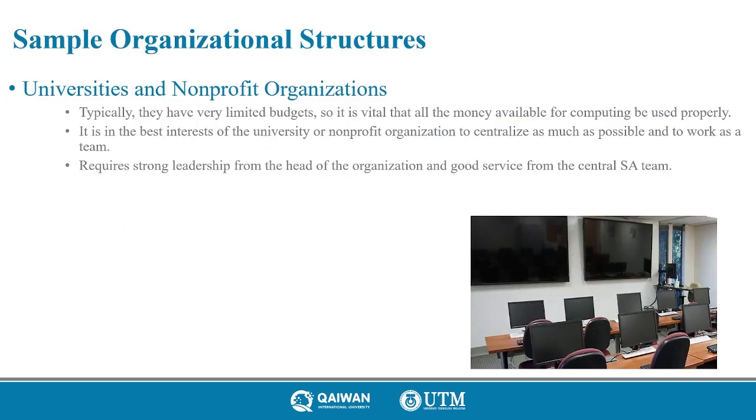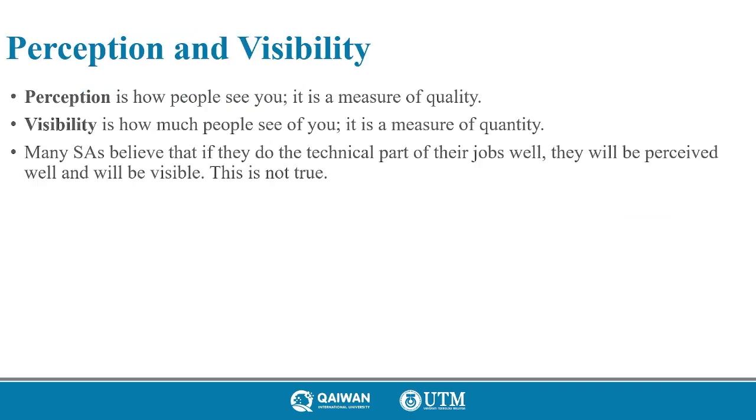Sample organizational structures: universities and nonprofit organizations. Typically they have a very limited budget, so it is vital that all money available for computing be used properly. It is in the best interest of a university or nonprofit organization to centralize as much as possible and to work as a team. This requires strong leadership from the head of the organization and good service from a central SA team.